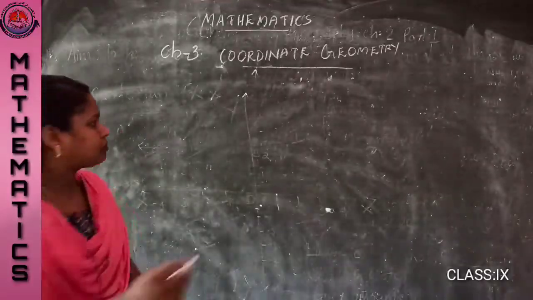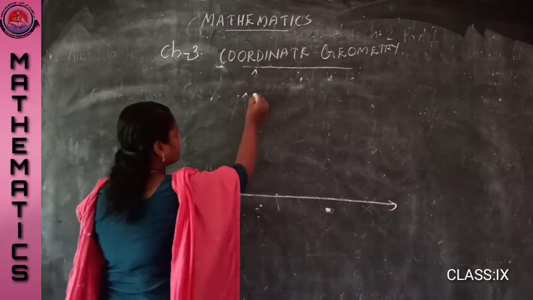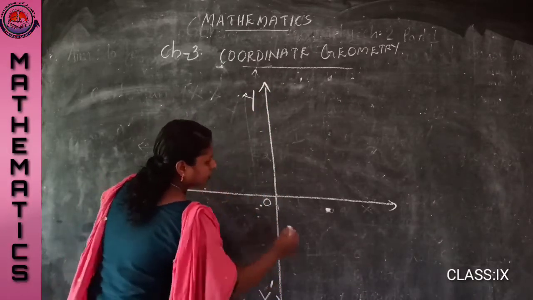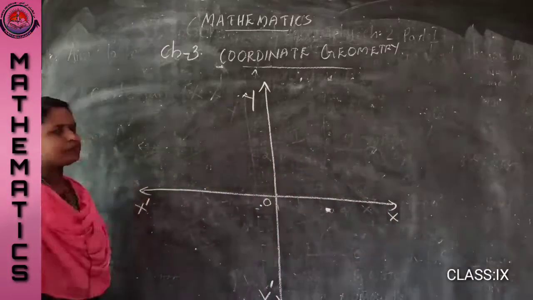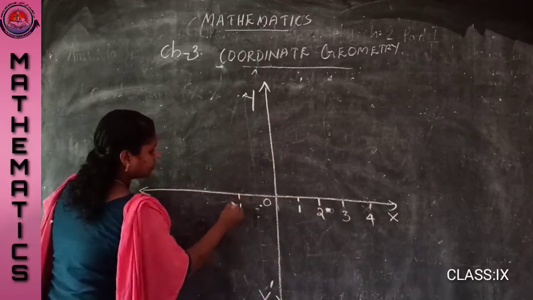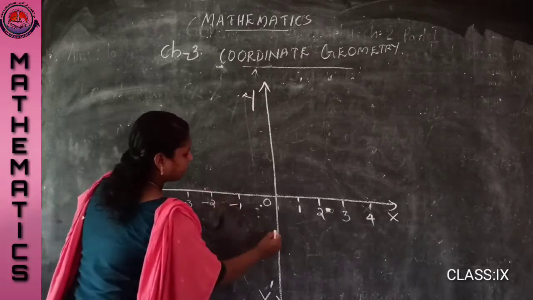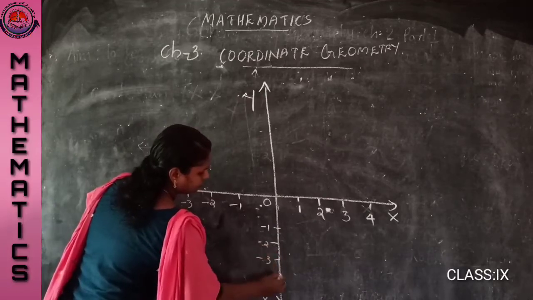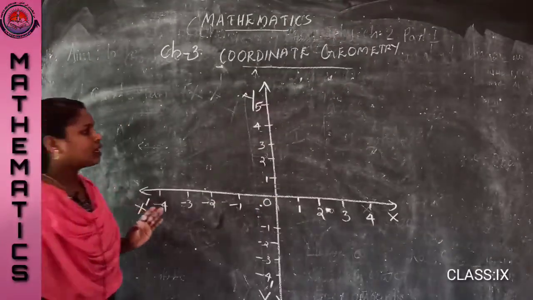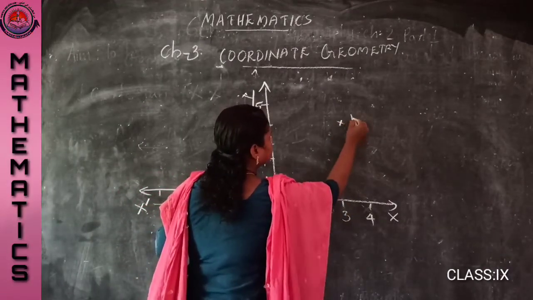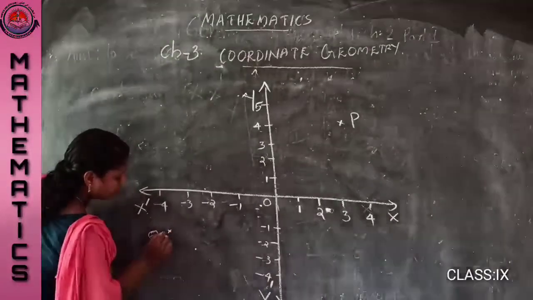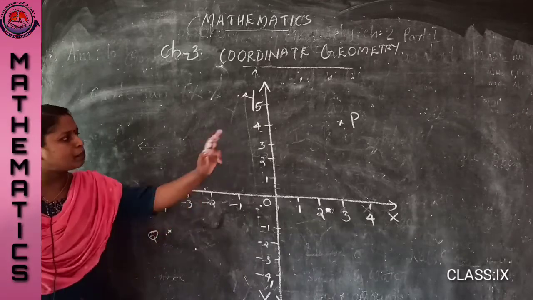Next, suppose we have an x-axis and y-axis. It is the origin. It is Y Y dash, X X dash. This is the positive direction, so we can mark the positive values, and the negative values. Suppose I'm taking a point here, a point P, and another point Q, and we need to write the coordinates of P and Q.